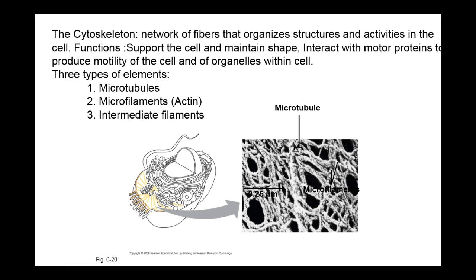Three types of elements make up the cytoskeleton. You have these things called microtubules, microfilaments, and intermediate filaments. Microtubules are the largest, intermediate filaments in the middle, and then microfilaments are the smallest. And this image here is showing you where mostly you see the cytoskeleton. So it's on the inner portion of the cell membrane, but before you get to the endomembrane system, and before you get to very many of the membrane-bound organelles.